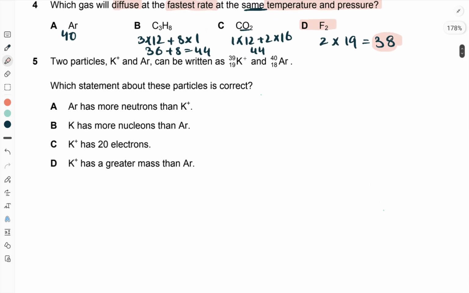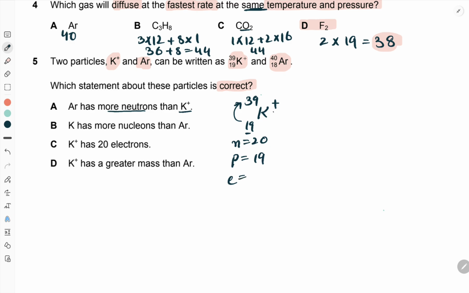Two particles, K positive and argon, can be written as K positive 19 39 and argon 18 40. Which statement about these two particles is correct? Argon has more neutrons than potassium ion. Since the neutrons are the difference between the atomic number and the mass number, the difference is 20. So this has 20 neutrons. It has 19 protons. The smallest number is the proton number. And since there is one positive charge, the electrons are 18, which is one less than the protons.